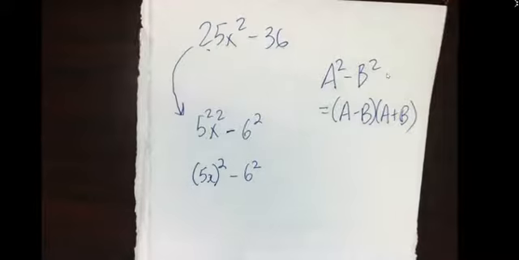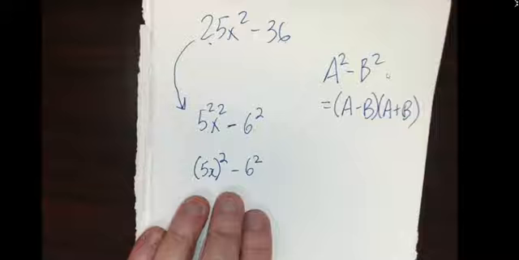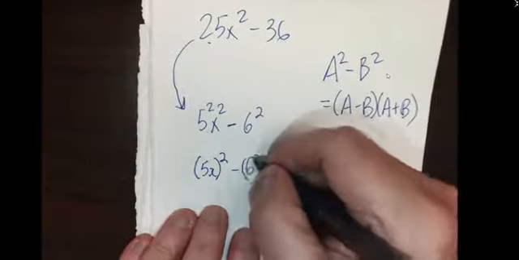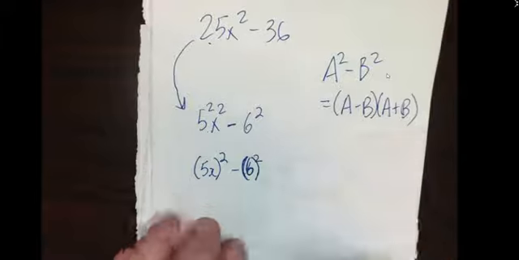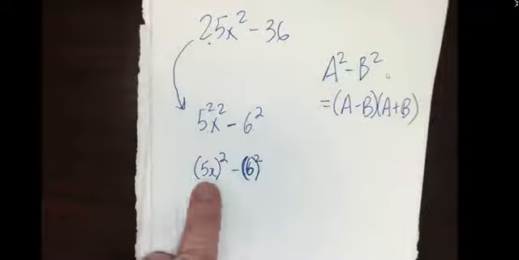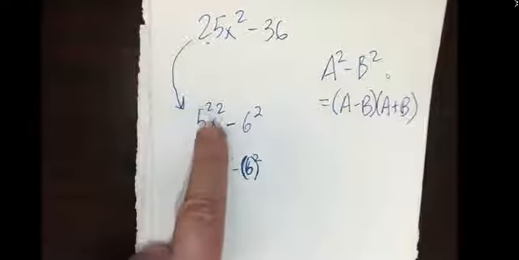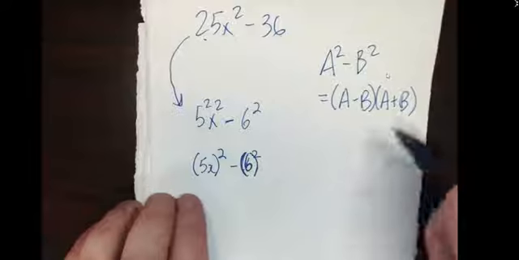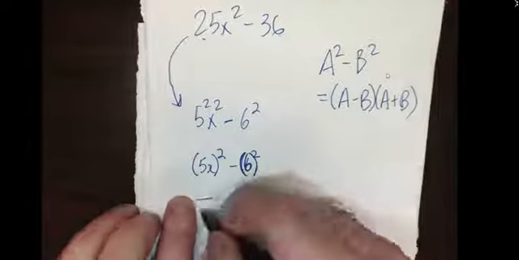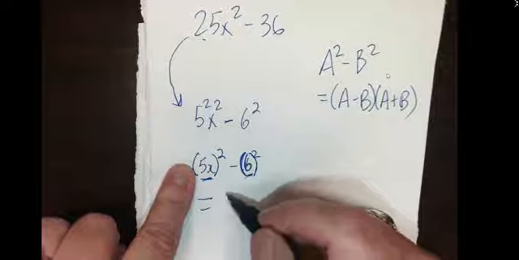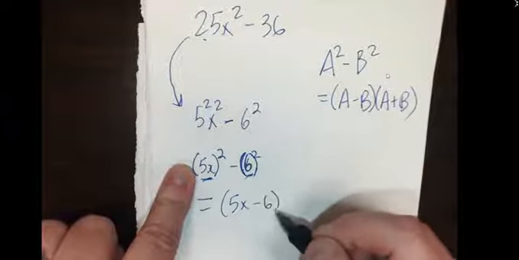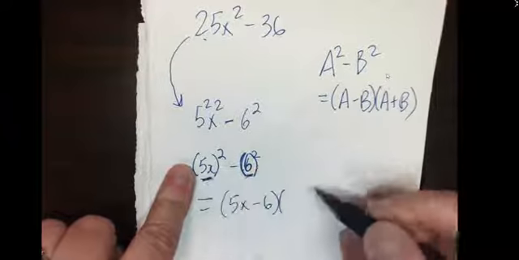Okay. Now I have a difference of 2 squares. So I might just want to write that. Because if I have that in parentheses, then that's the same as 5 squared times x squared. So I can use this rule. It will be this minus this times this plus this.